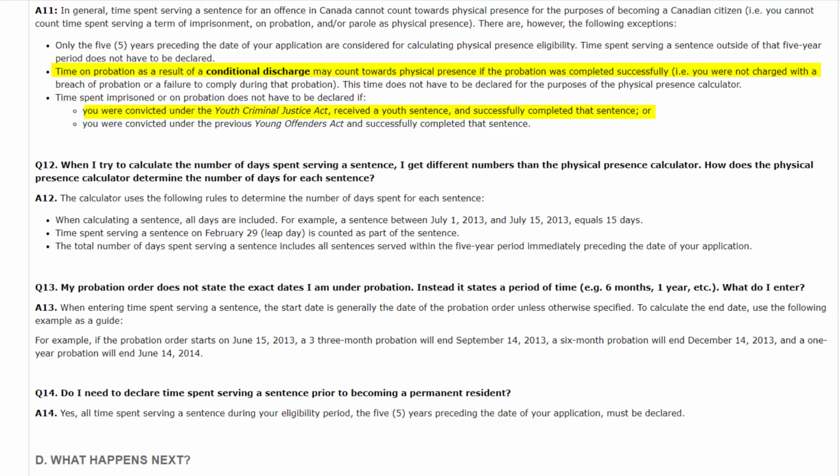This also applies if you were convicted under the Youth Criminal Justice Act, received a youth sentence and successfully completed that sentence, or you were convicted under the previous Young Offenders Act and successfully completed that sentence.